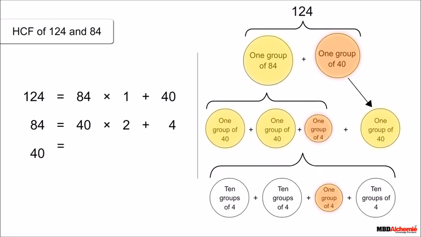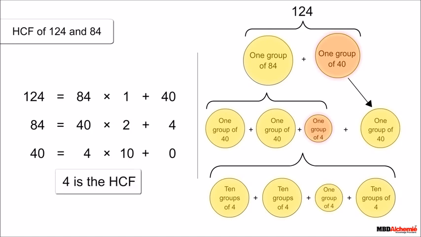Out of 40, 10 groups of 4 are made. It implies 4 is the biggest number which divides both 84 and 124. Thus 4 is the HCF of 124 and 84.